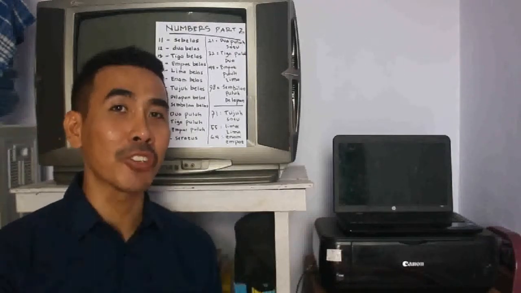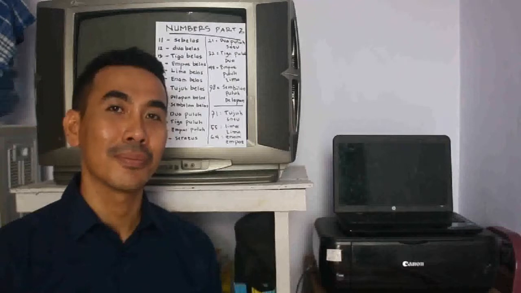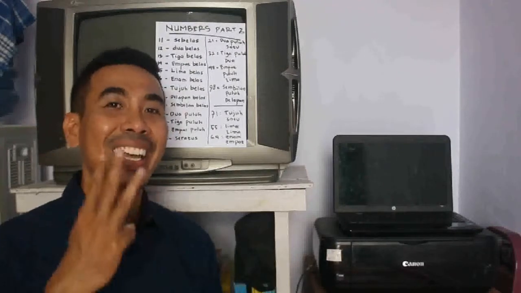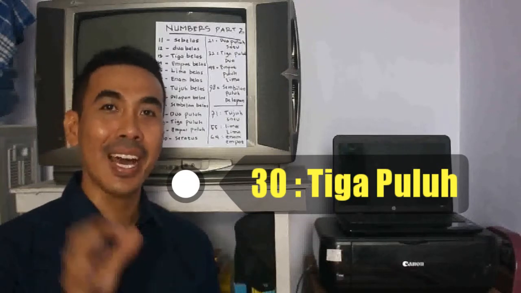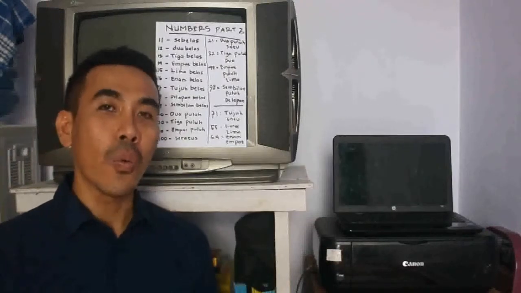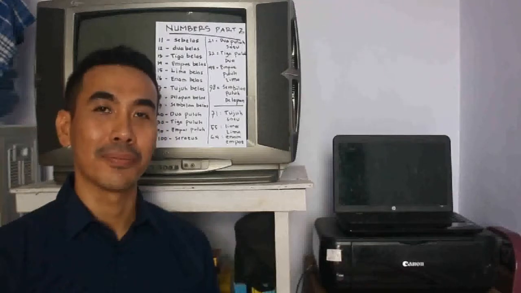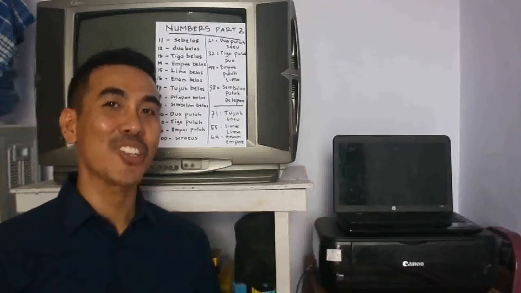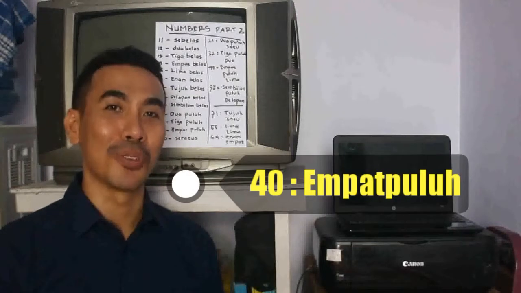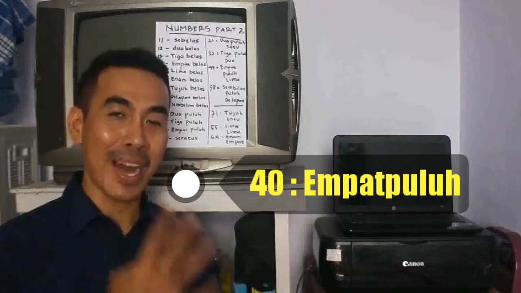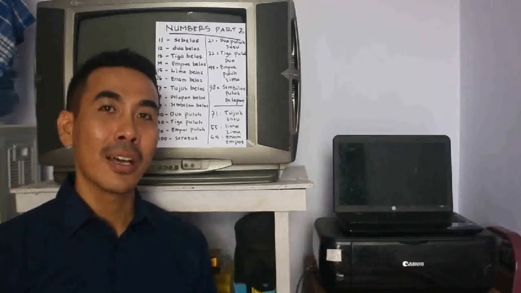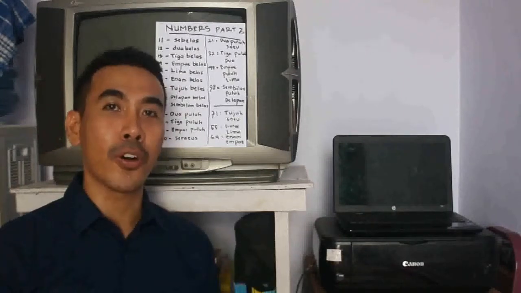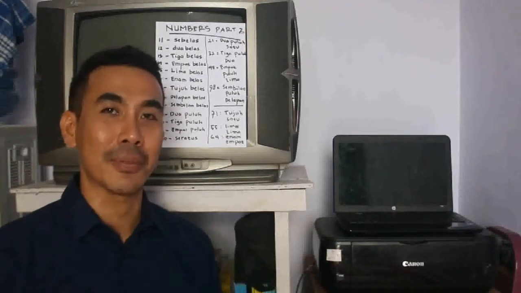How do you say 30 in Bahasa Indonesia? That's right. Tiga Puluh. Tiga Puluh. What about 40? Excellent. Empat Puluh. Empat Puluh. And it can also be used for 50 to 90.